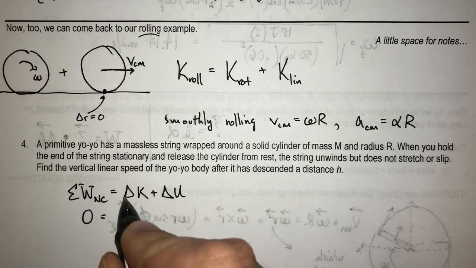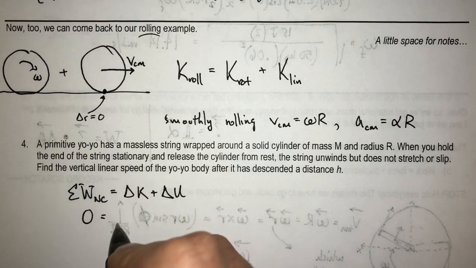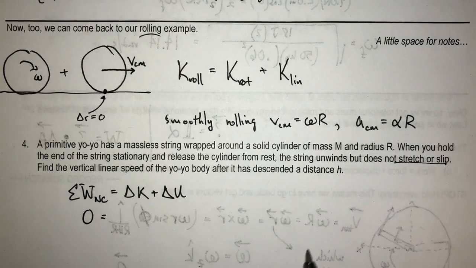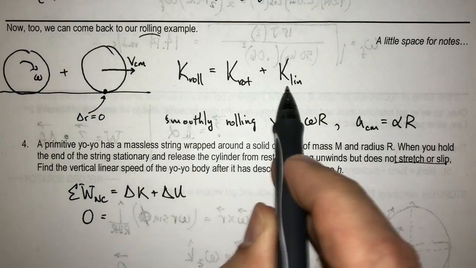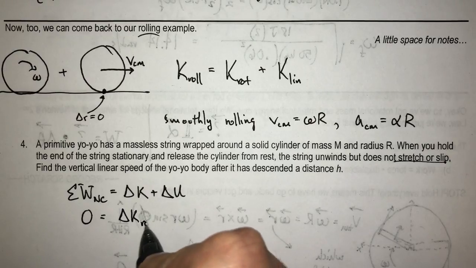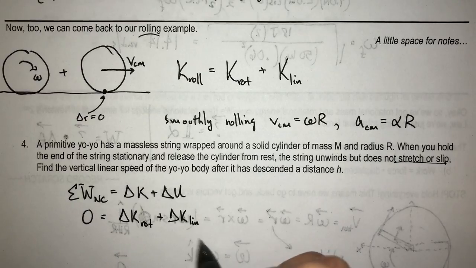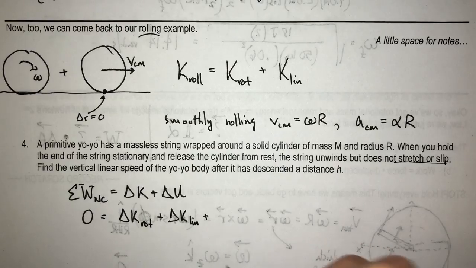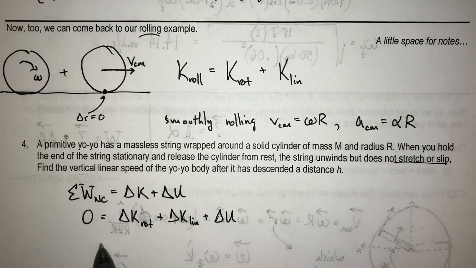So then we start unpacking the terms on the right-hand side. Delta K. So that would be delta K rolling, because it does not stretch or slip, it's smoothly rolling. Okay, so we're rolling. So this is delta K rotation plus delta K linear. And this linear one is the one we want, I guess. Plus delta U.